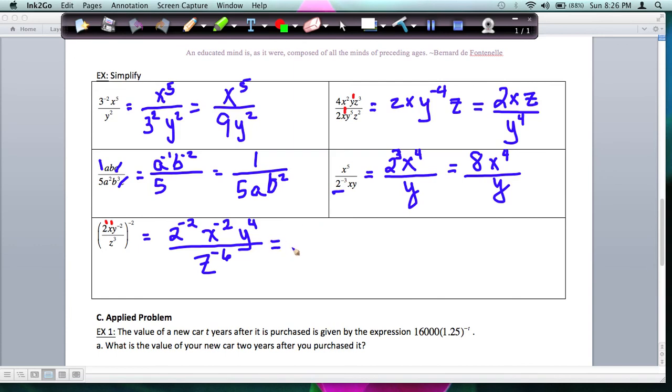Once you've distributed it, remember, we're not going to solve anything until I get rid of these negative exponents. So the y is going to stay where it is. It's the only positive exponent. And then two things need to happen. First, the 2 and the x need to move down so that their exponents become positive. And the z needs to move up so that its negative 6 becomes positive. Okay, and then the very last step is that I need to simplify 2 squared to 4. And that's it.